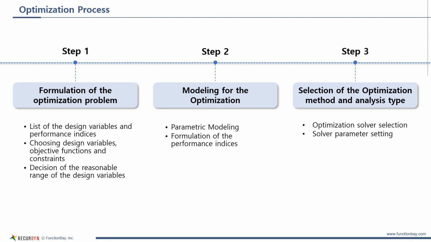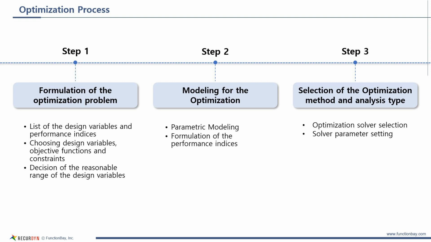This is a typical optimization process. First, formulation of the optimization problem. Second, modeling for the optimization. And third, selection of the optimization method and analysis type. For optimization, we must first list the variables and performance indices. Performance indices are usually the simulation results such as load or stress, velocity, or target position. But sometimes, an input variable also can be a performance index. We classify these variables and performance indices into design variables, objective functions, and constraints. We make mathematical formulations to represent these.